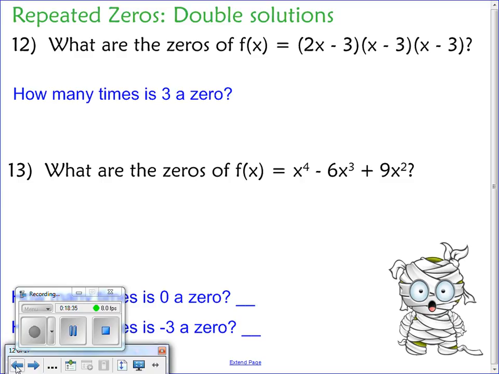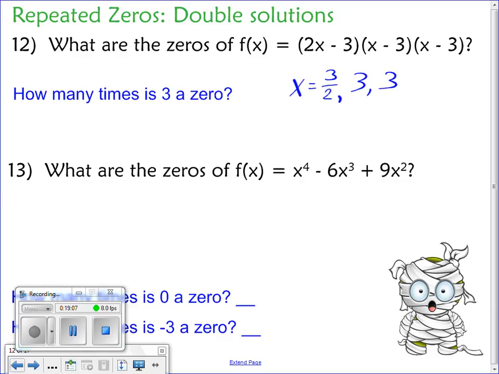And this is, again, that repeated zeros thing that we were just talking about, where things show up more often. What are the zeros of f of x equals 2x minus 3, x minus 3, x minus 3? So again, when it says what are the zeros, what are you doing? You're setting it equal to 0 and solving. So what are the answers? What would you tell me the answer is here? 3 over 2, 3, and 3.